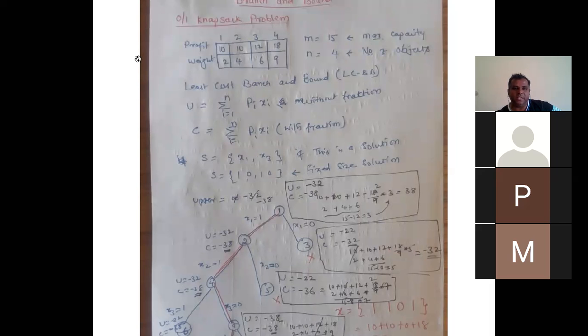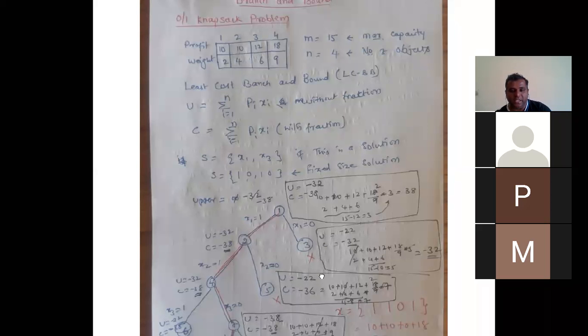So the first object is considered, weight is 2. Second object is not there. Third object is considered, weight is 6. 6 plus 2, 8. Remaining capacity is 7. So now the third or fourth object we can't include. So what is the profit without fraction? 10 plus 12, that is 22. Minus 22 is the U value.